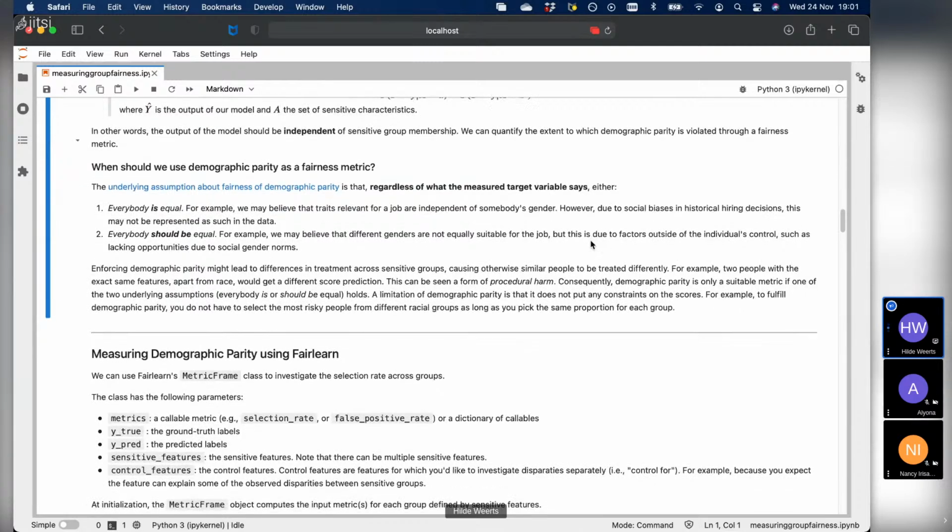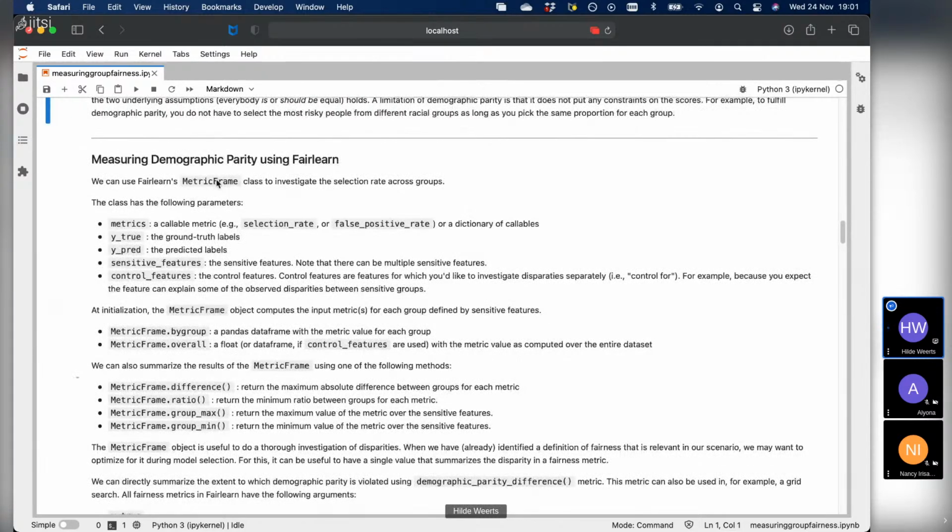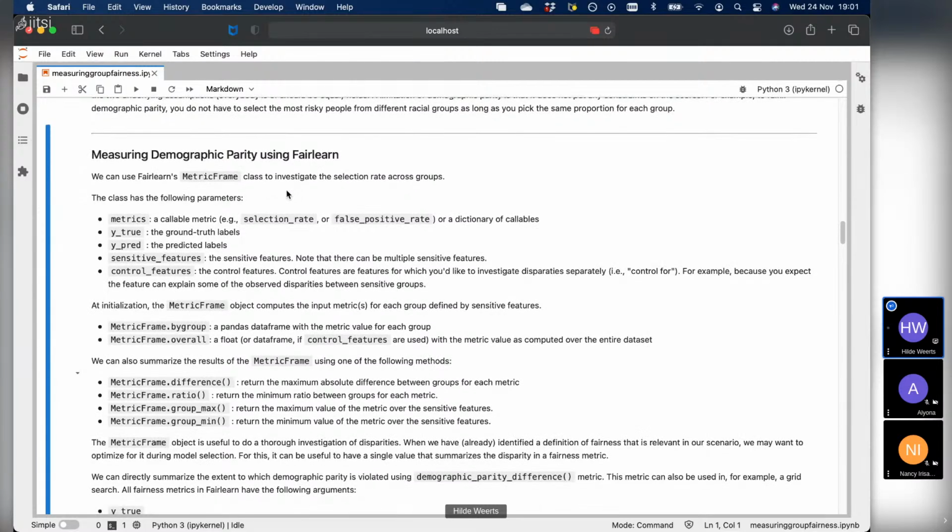So yeah, now let's get to actually computing these. We can use Fairlearn's MetricFrame to analyze the fairness of the COMPAS scores. MetricFrame is a nice class that I think is somewhere in between what you would expect from pandas and what you would expect from scikit-learn. So the API will be quite intuitive.